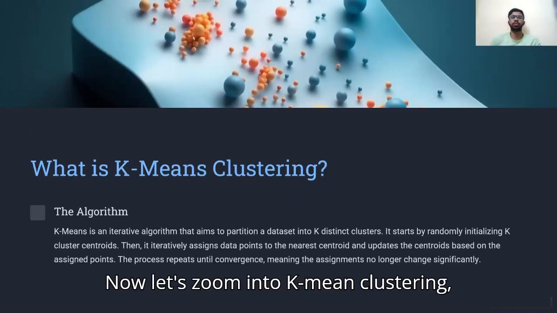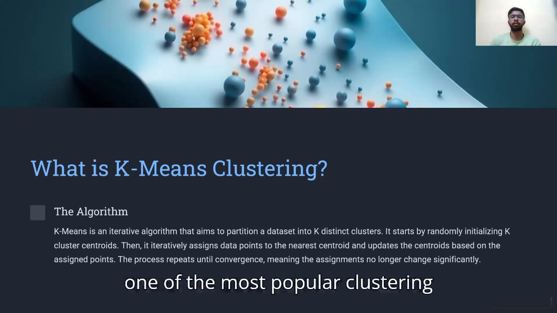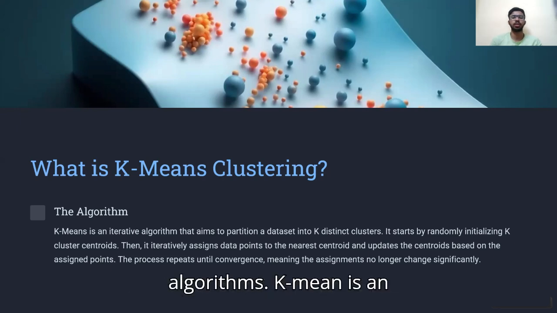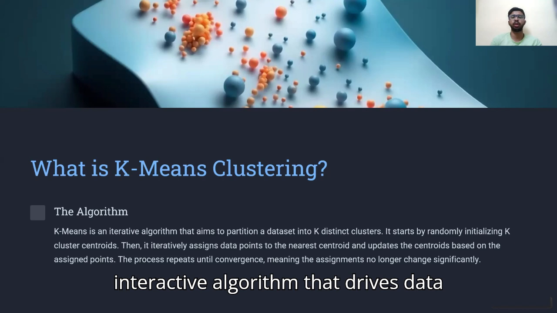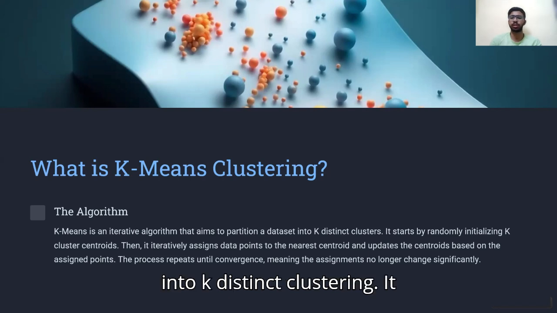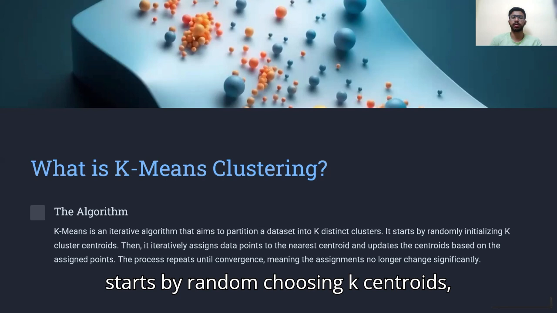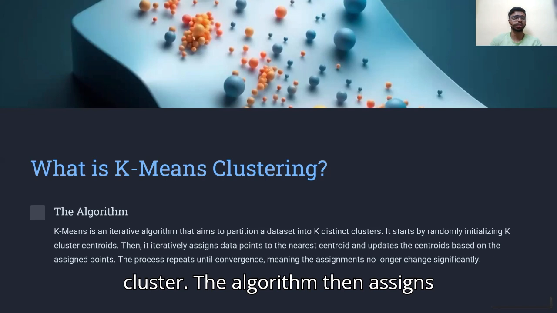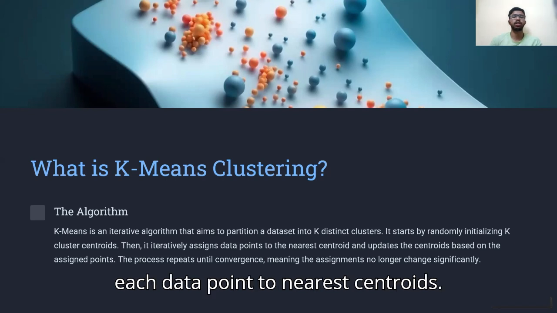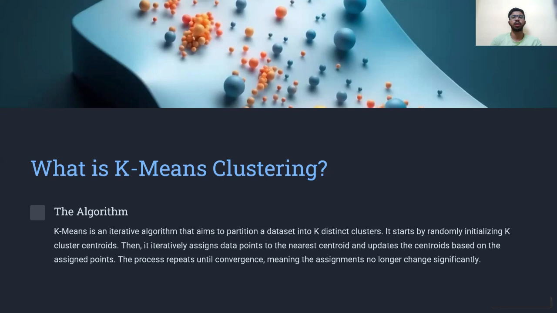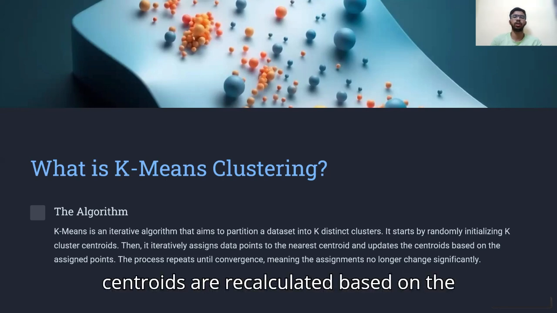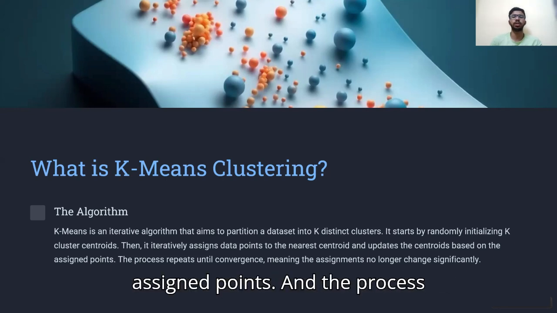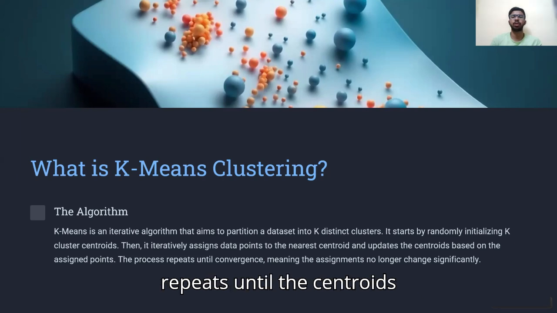Now let's zoom into k-means clustering, one of the most popular clustering algorithms. K-means is an iterative algorithm that divides data into k distinct clusters. It starts by randomly choosing k centroids, which represent the center of each cluster. The algorithm then assigns each data point to the nearest centroid. Once all points are assigned, the centroids are recalculated based on the assigned points. And the process repeats until the centroids stabilize. This is known as convergence.